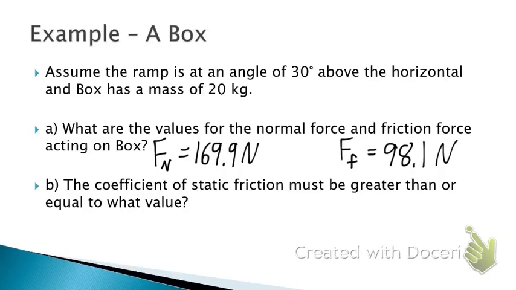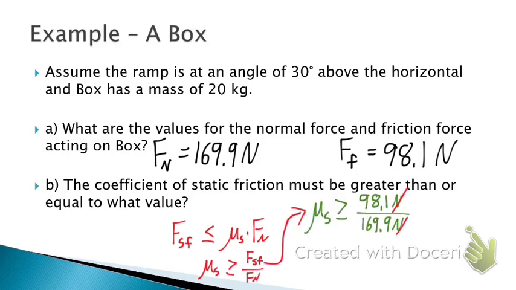So what is the minimum value of the coefficient of static friction? I know that the force of static friction is somewhere between 0 and the coefficient of static friction times the normal force. That means my coefficient of static friction has to be greater than or equal to the force of static friction divided by the normal force. And so for this to work, the coefficient of friction needs to be at least 0.58.